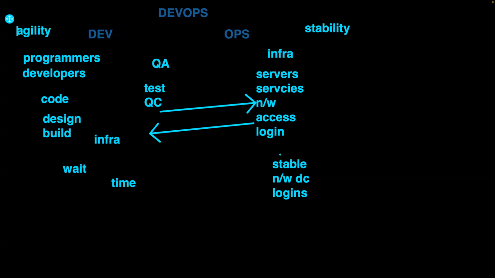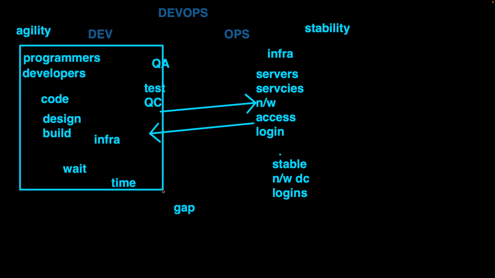But this is what happens. Developers think that the ops team is taking too much time. Ops teams are not sure why they are requesting these changes. Right? There is some gap between the teams. It's because, see, when I say two teams, I'm including QA also. Let's say I'm clubbing QA also under development.